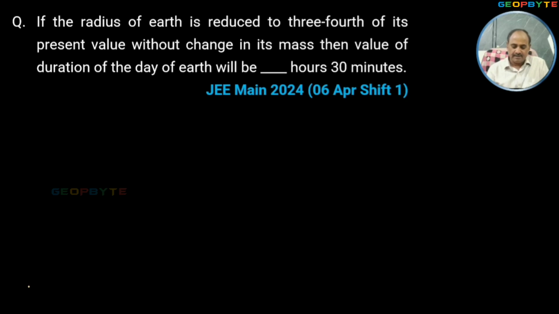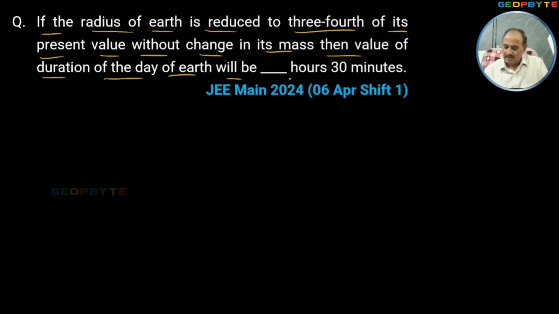Understood clearly? Yes. Then look at another important question. It is asking like this. Try to read it clearly. If the radius of the earth is reduced to 3/4 of its present value without change in its mass, then the duration of the day of the earth will be dash hours 30 minutes. That means for the same mass, if the radius of the earth is decreased to 3/4 of its original radius, what is the time taken to complete a day? Okay, that is the question.